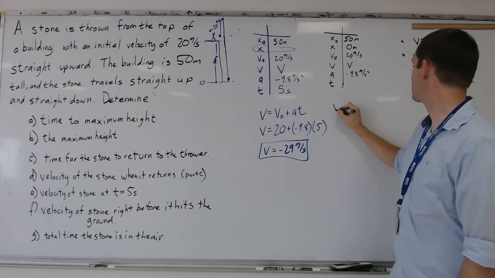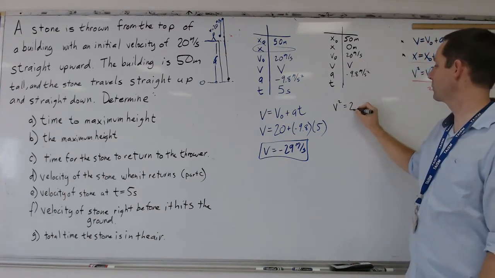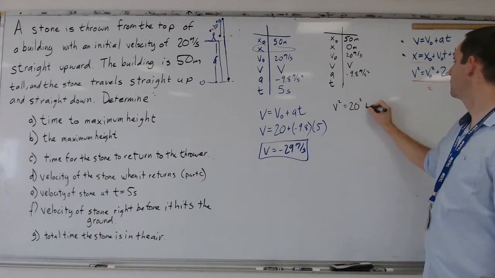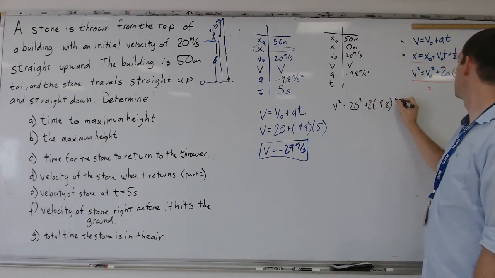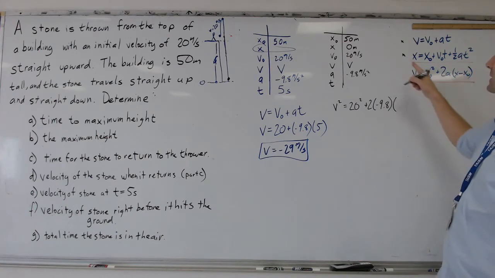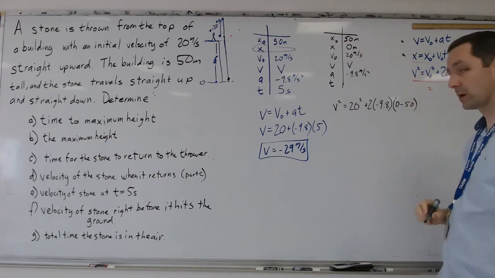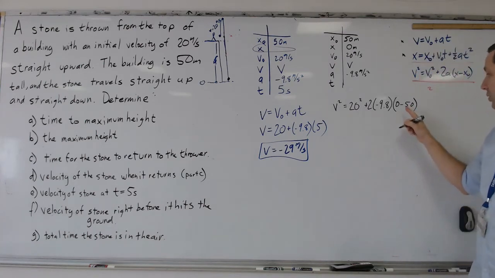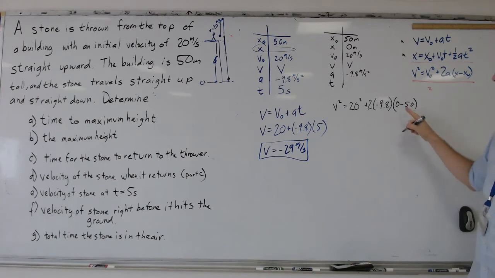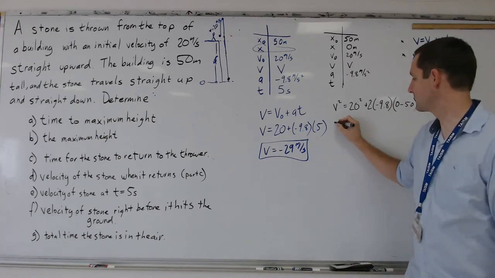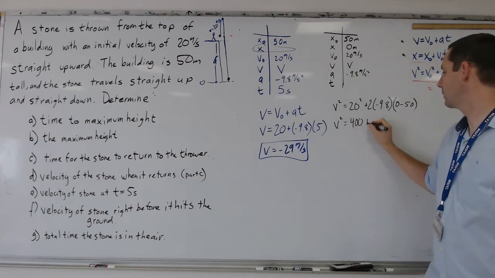So we'll go v squared, which is what I'm looking for, equals the initial velocity, which I'm going to put in as 20 squared, plus 2 times a, which is negative 9.8, and then times x minus x naught, which is going to be 0 minus 50. It is important that you put the final minus the initial there, so 0 minus 50.